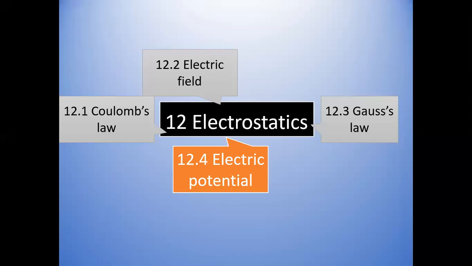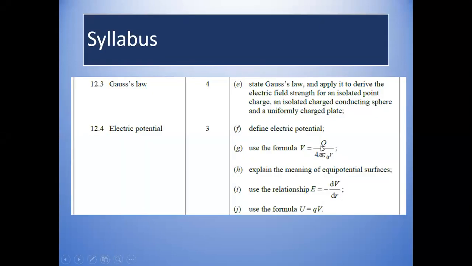Electrostatics, topic 12. We are now at the last section, 12.4, electric potential. That's your syllabus. We need to define it, know how to use this formula, and then explain the meaning of equipotential surface. Use this relationship, and this relationship also, which is your potential energy or work done.